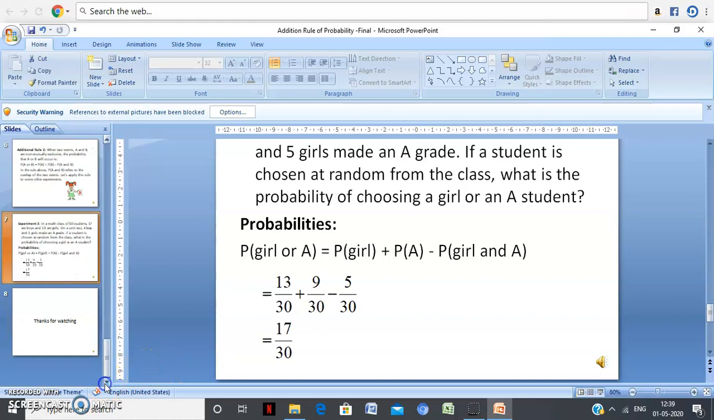So here we have seen that there are two rules of addition. One is used where two events are mutually exclusive, and another is used when two events are not mutually exclusive. This is all for today.